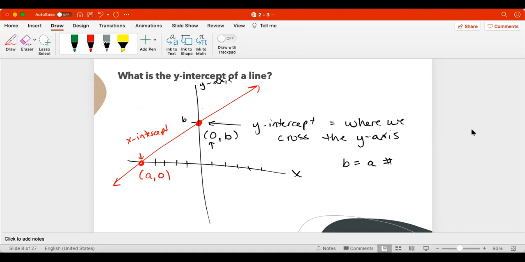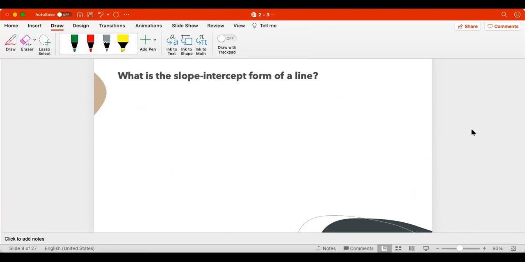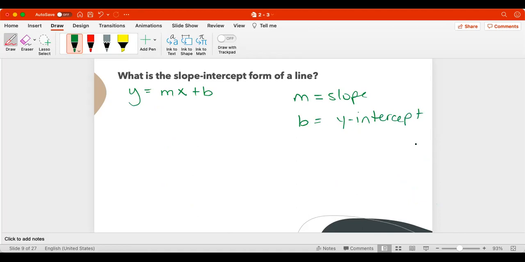Now we learned about the y-intercept, and now we're ready to build an equation of a line. The first type of equation we're going to see is the slope-intercept form of a line, which is y is equal to mx plus b, where m is the slope and b is equal to the y-intercept. So as long as you know what the y-intercept of a line is and the slope is, you can graph a line. You can also come up with the equation of the line. We'll see this in just a second.